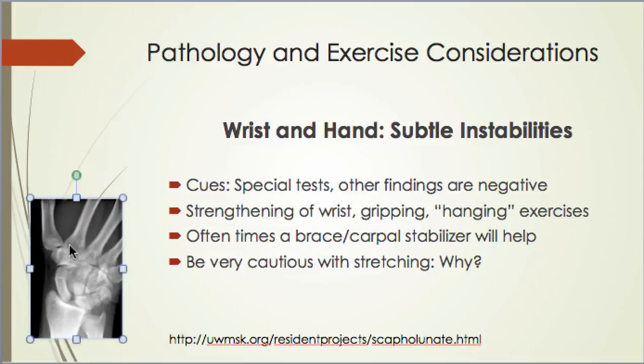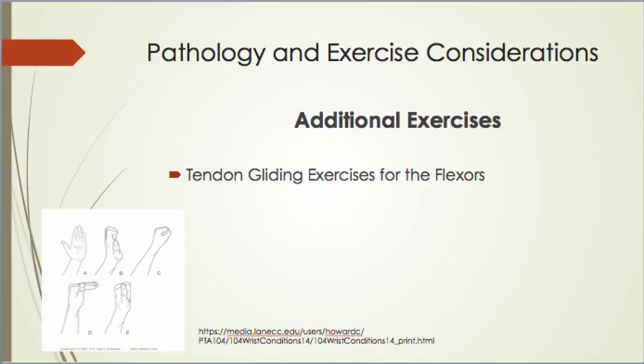There we go. Moving on. So additional exercises, almost done with the lecture here. Additional exercises, tendon gliding exercises for the flexors are quite often used. You should just know about them anyway for any tendon issue in the hand as well as carpal tunnel.